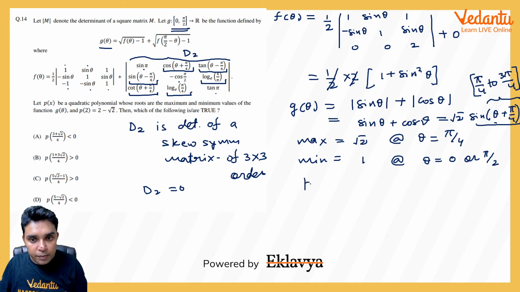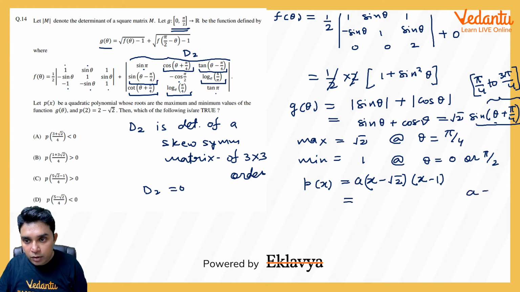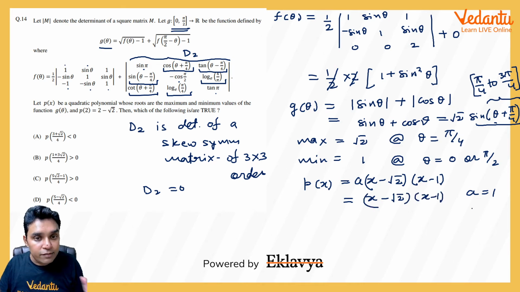Now we have to find P(x), whose roots are the maximum value and minimum value of this G theta. So x minus root 2, x minus 1. And you can check here, the leading coefficient will be 1, because at 2 the value is 2 minus root 2. So my P(x) is just x minus root 2 into x minus 1. Now whatever remains we will try to do on the next slide.